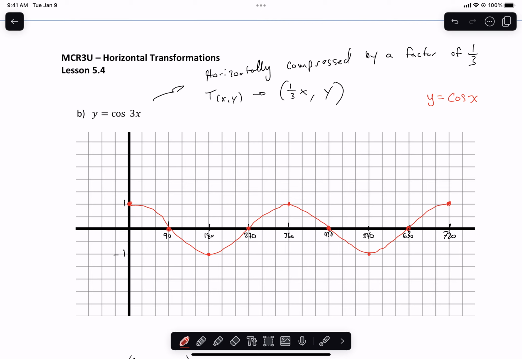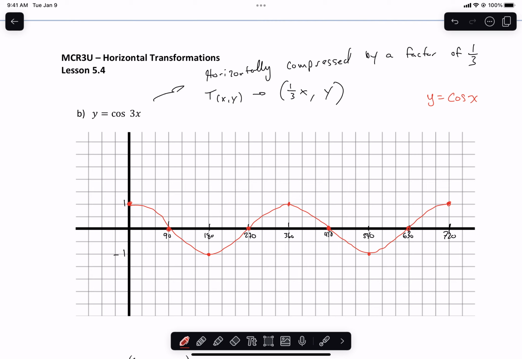So 90 is going to go to 30. 180 is going to go to what? 60, right? And 270 is going to go to what? Okay. Did we get it? That's why the mapping statement's helpful for these, right? Because it keeps track of everything that's going on in there, right? And you can take your original points, substitute them into the mapping statement, and produce a graph.